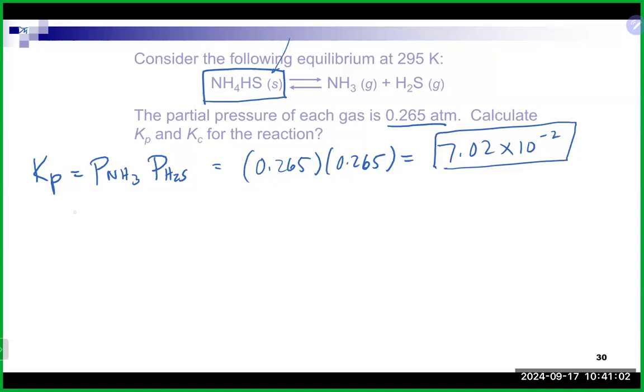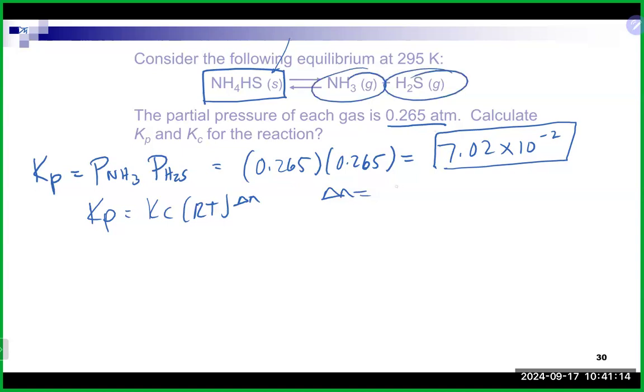At that point, we can now use our equation, Kp equals Kc times RT to the delta n. So we do want to figure out our delta n. On our product side, 2 gas molecules, minus, obviously this is a solid, so that would be 0. So our delta n in this case is going to be 2. The temperature is already in Kelvin, so that's good to go. We don't have to do the conversion.